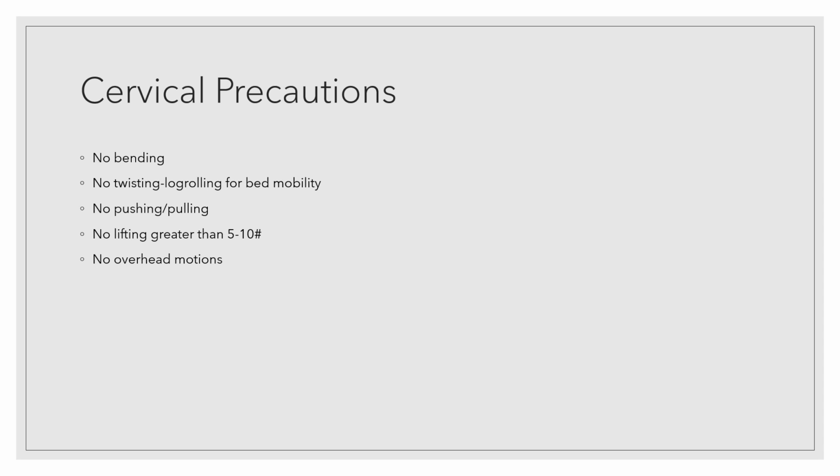Following any of these interventions, we're going to have precautions because they are surgical interventions. And so when we look at cervical and lumbar precautions, we'll talk about them here. So cervical precautions, we're going to look at no bending, no twisting. So we're going to encourage log rolling for bed mobility, no pushing or pulling, no lifting greater than 5 to 10 pounds, and no overhead motion so that we don't put undue stress on the cervical musculature.